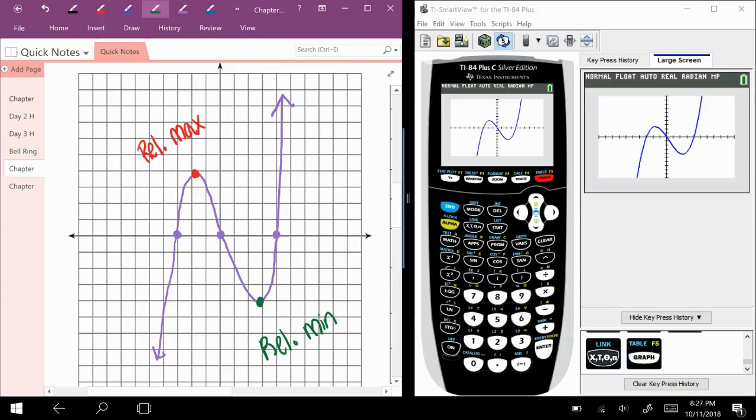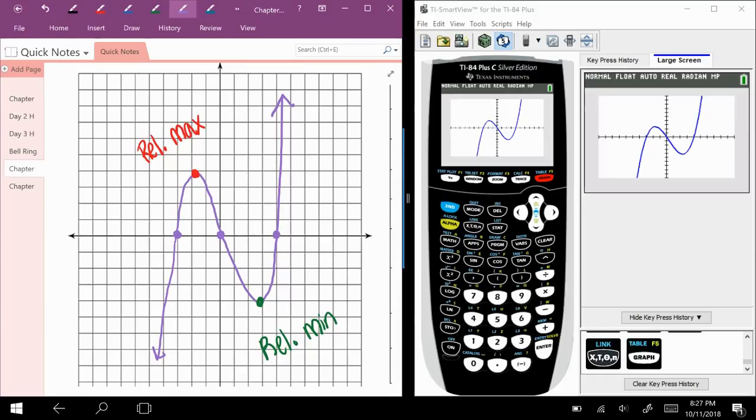Now we call it relative max and min because there are points that are going to be higher than our max. If I draw that in, there are points here that are going to be higher than it. So it's not the absolute max, like our parabolas were in last chapter. Relative maxes and mins mean that we have some kind of max or min point, but it's not the absolute max or min. So we have to find those in red and green.